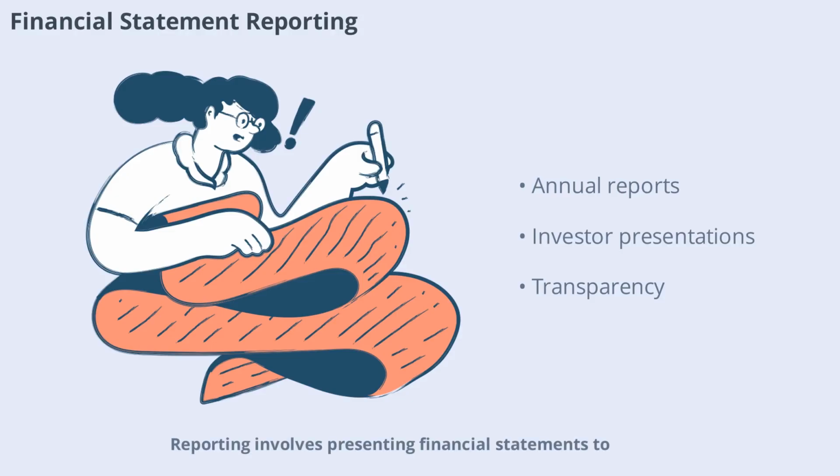Reporting involves presenting financial statements to stakeholders in a clear and accessible format. Companies use annual reports, regulatory filings, and investor presentations to communicate results. Effective reporting builds trust, supports transparency, and meets legal requirements. It's important to ensure accuracy, clarity, and completeness in all financial communications. Good reporting practices enhance stakeholder confidence and support business growth.